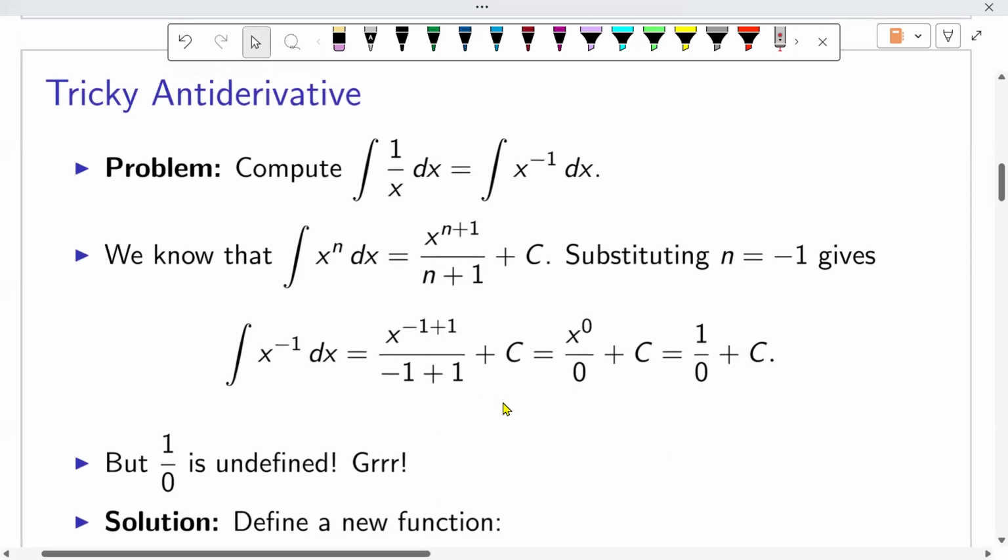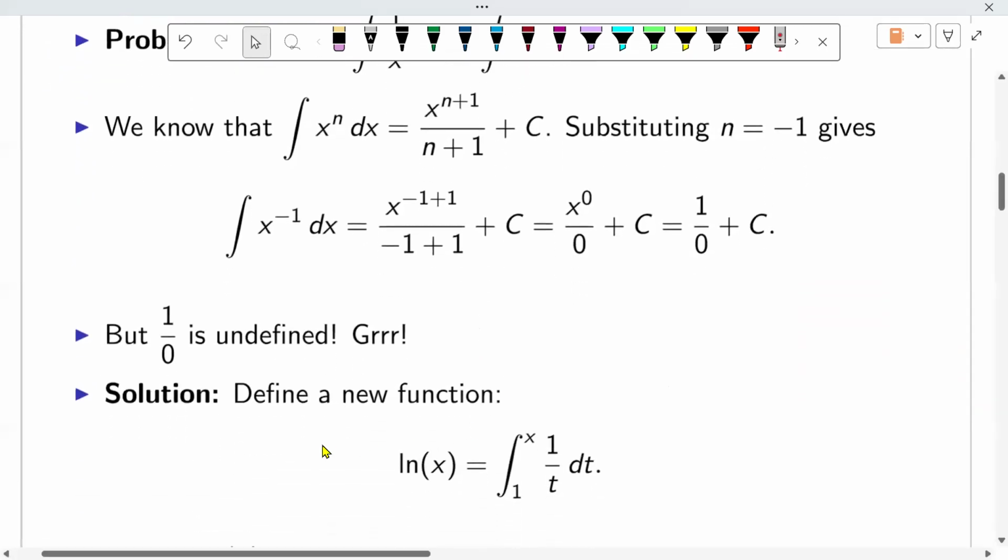Okay, well, what do you do now? Because sometimes you need an antiderivative for 1 over x. How do you make an antiderivative for 1 over x? And the answer is we're going to define a new function. We are going to define, this is an L and an N here, it's called ln of x, or the natural logarithm. Or if you're French, logarithme naturel. Okay, whichever one you prefer most.